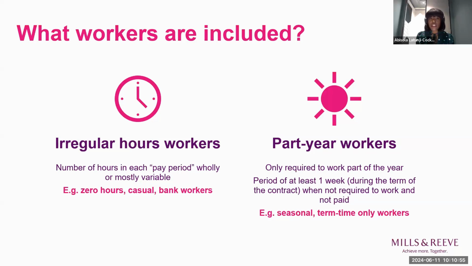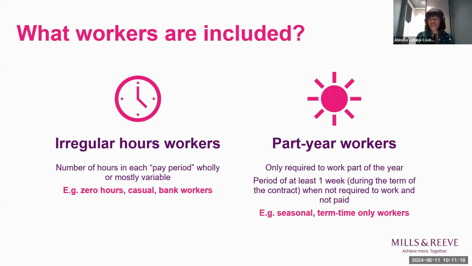The first category are irregular hours workers, and those are workers where the number of hours that they work in each pay period is wholly or mostly variable. And when I refer to a pay period, what we're talking about there is the frequency with which a worker is paid. So if they're paid on a monthly basis, for example, a pay period will be a month. If they're paid on a weekly basis, a pay period will be a week.